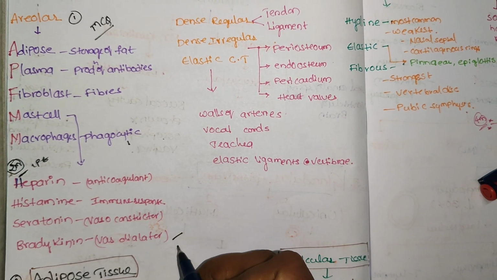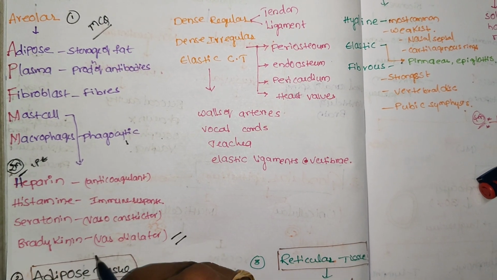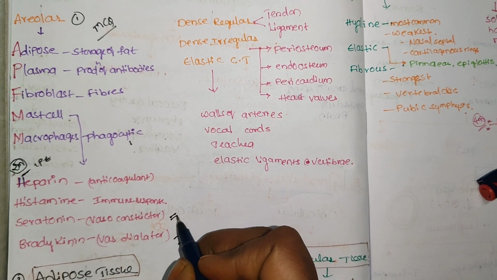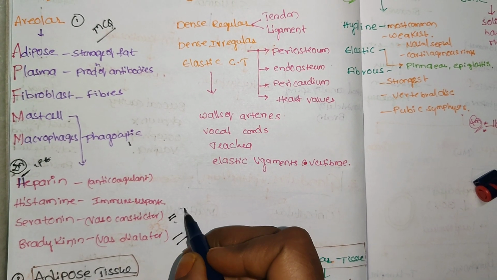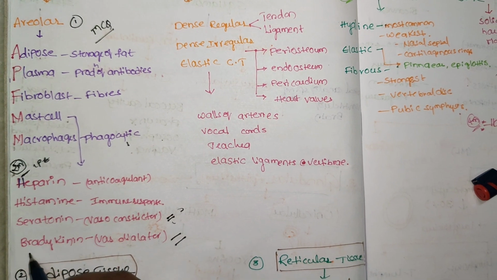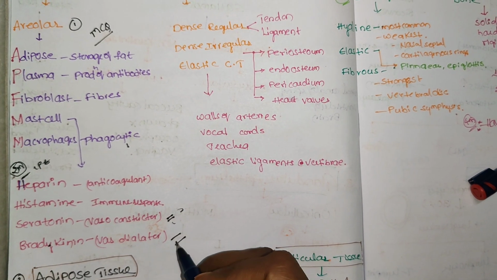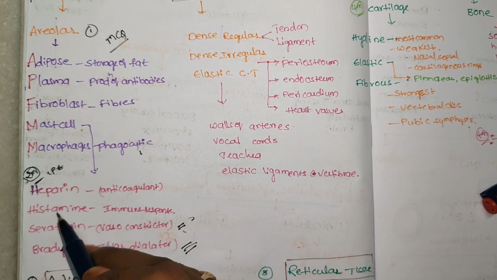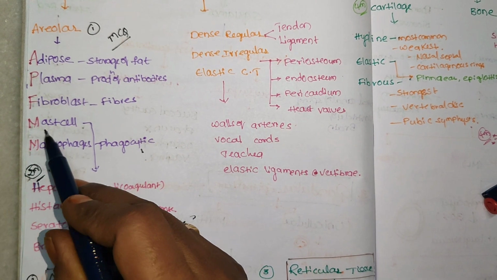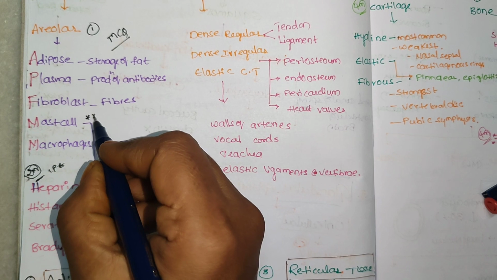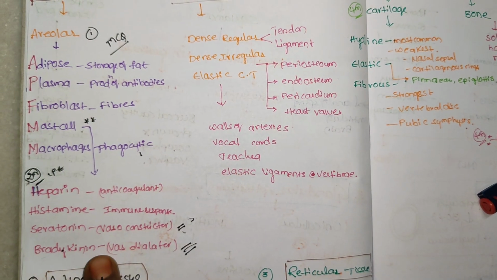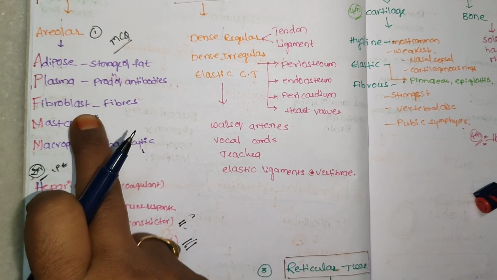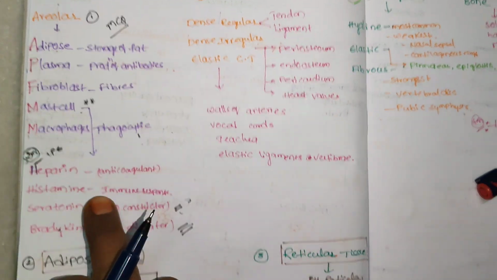It increases the volume of the blood vessel. So that is bradykinin, while serotonin reduces the volume of the blood vessels. The term bradykinin indicates dilate, and serotonin is a constrictor. So these four are the secretions from the mast cells. Very important in the IPE, and also in MCET and NEET. So you have to remember the secretions of mast cells. So this is all about the areolar tissue.